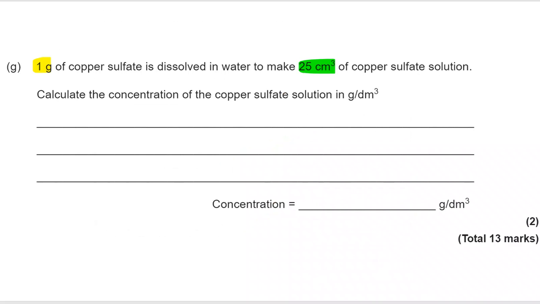On to part G, we've got 1 gram of copper sulfate dissolved to make 25 centimetre cubed of copper sulfate solution. What's the concentration in grams per decimetre cubed? Well, concentration is mass divided by volume. So I've got my mass 1, I've got my volume, but you'll notice I've divided by 1,000. I've converted my cm cubed to dm cubed. I put all of that in and I get 40 grams per decimetre cubed. And that takes us to the end of this question.